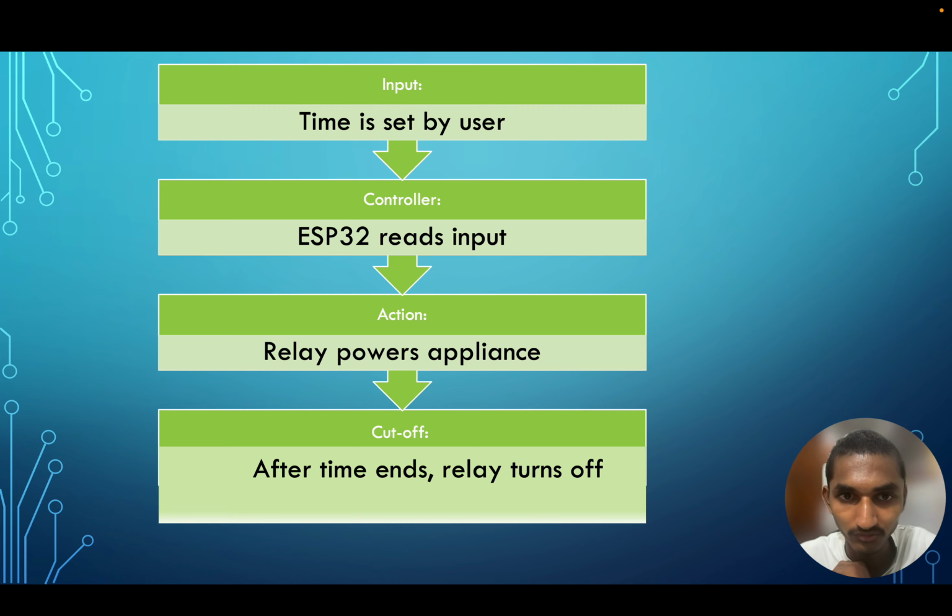This is a flow chart in which the following mechanism is followed. The input given by the user on the button itself is read by the ESP32 microcontroller that we have used, and the relay power module is used to cut off the power when the ESP32 commands it to turn off, and thereby saving energy.